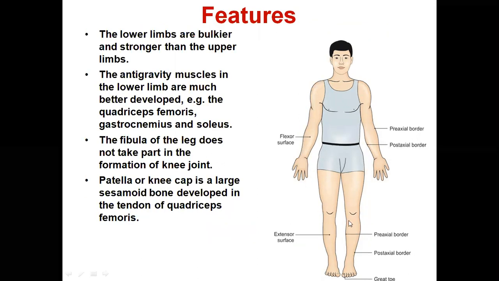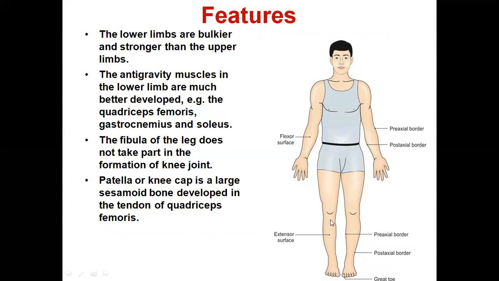When you look at the lower limb, you can very clearly see and feel that the lower limbs are bulkier and stronger than the upper limbs. The anti-gravity muscles in the lower limb are much better developed. For example, in front of the thigh we have quadriceps femoris. At the back of the leg we have gastrocnemius and soleus, which are very well developed.